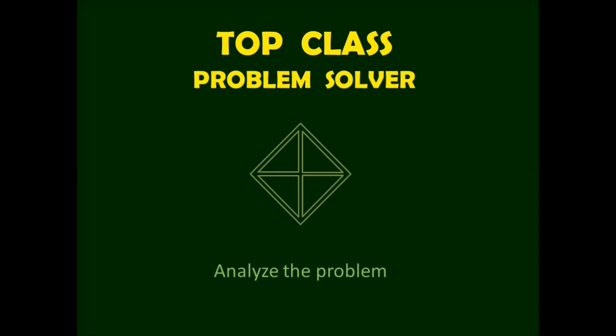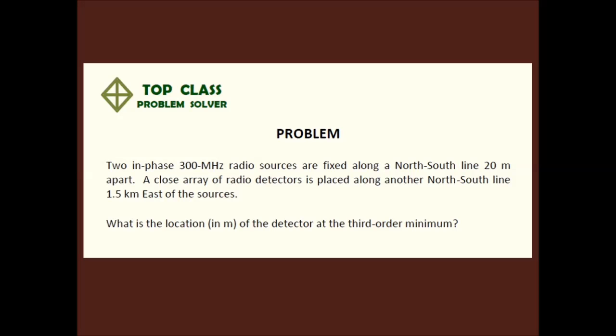The goal of this video is to help us learn to analyze the problem and communicate our solution effectively. Two in-phase 300 MHz radio sources are fixed along a north-south line 20 meters apart. A close array of radio detectors is placed along another north-south line 1.5 kilometers east of the sources. What is the location in meters of the detector at the third order minimum?